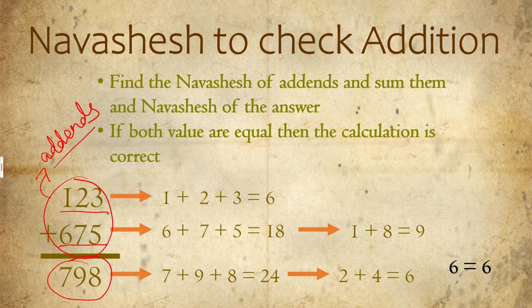If you are still not clear, I'm going to be posting another video with examples of the drop-in method, combining it with checking addition using Navashesh, making it much more clear for you.